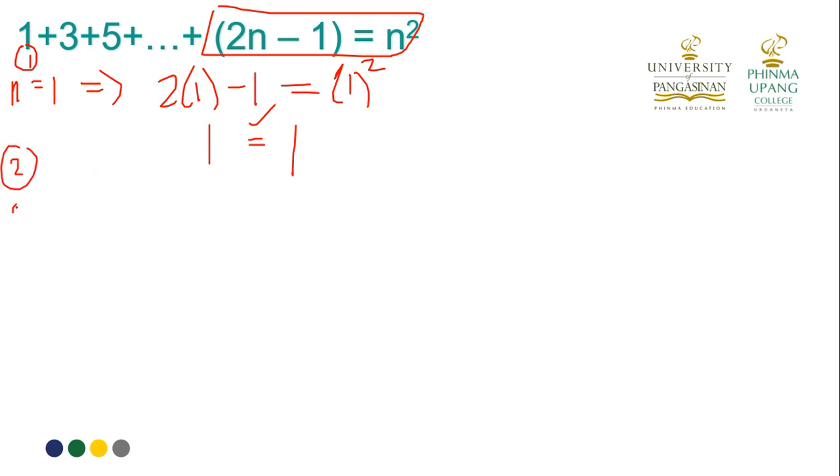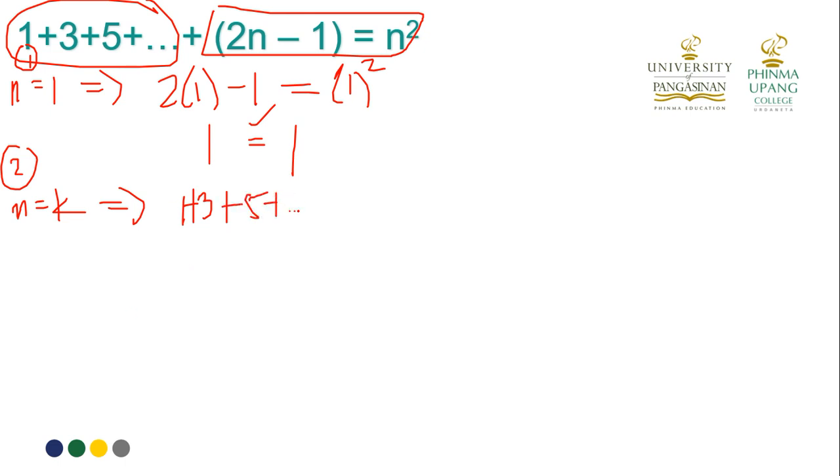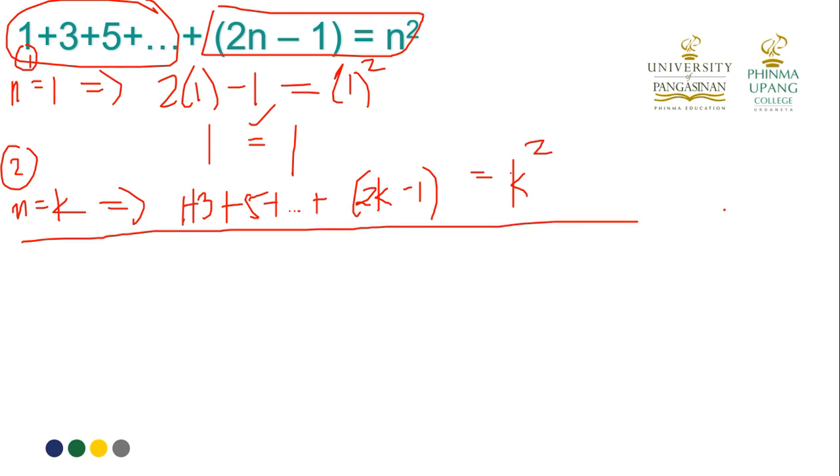Next, let's move on to step number 2. Napaka-simple. N is equal to k. Copy 1 plus 3 plus 5 plus ... plus 2n minus 1 is equivalent to, hindi pa tayo nagpalit, sorry. We're going to change this one into k. 2k minus 1 is equal to k raised to 2. Nasundan ba? Yes. So, let's move on to step number 3 para masolve na natin yung problem.